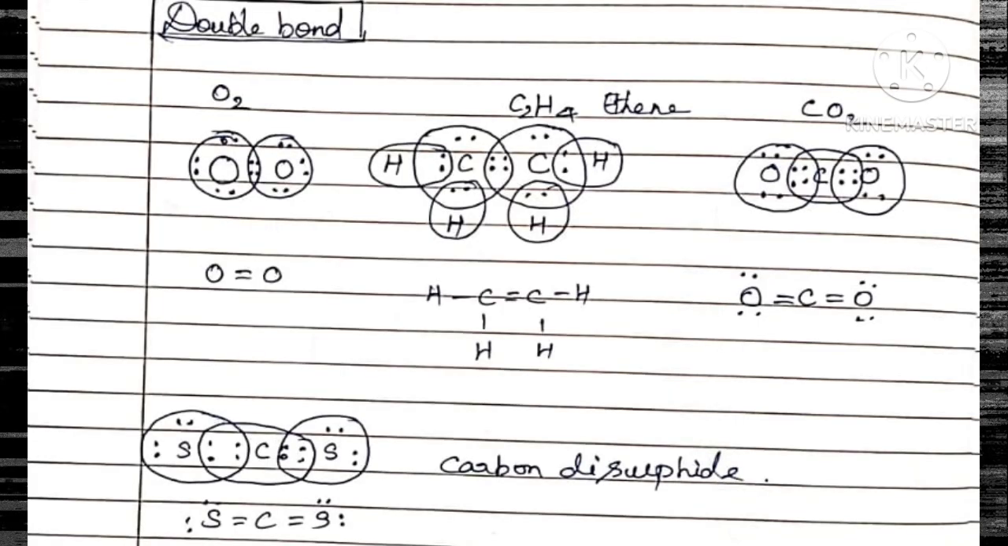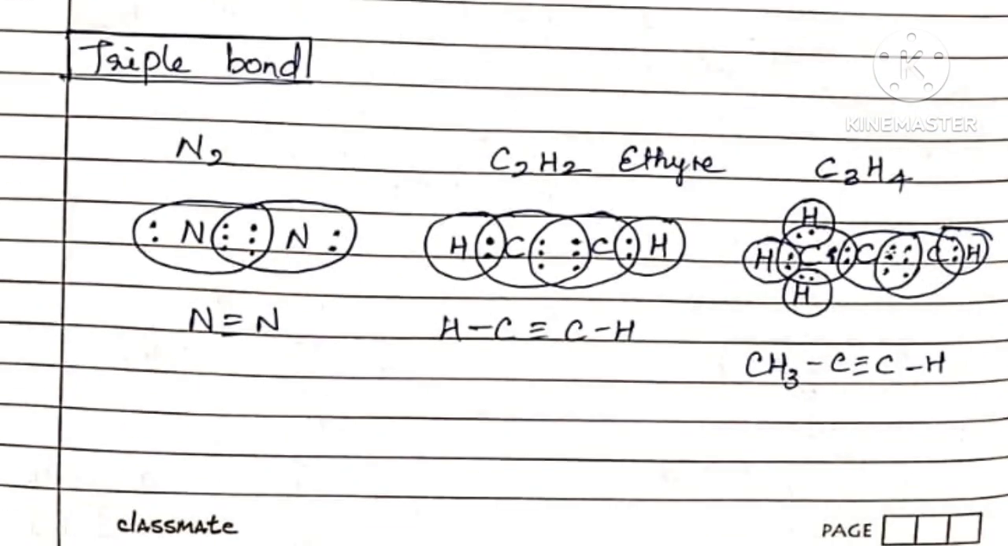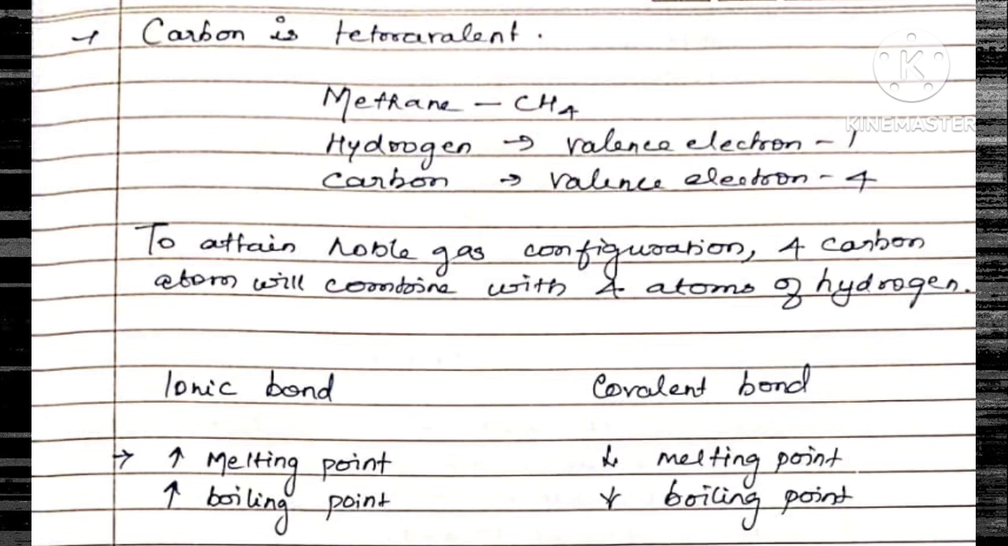Now coming to double bond, these are the examples of double bond as we have seen already: oxygen, ethene, carbon dioxide, and carbon disulfide. We can see the double bond here. Then coming to triple bond, nitrogen and ethyne are examples of triple bond. Coming to the next topic, it is tetravalent. Carbon is tetravalent. We can see the chemical formula of methane is CH4. To attain noble gas configuration, 1 carbon atom will combine with 4 atoms of hydrogen.